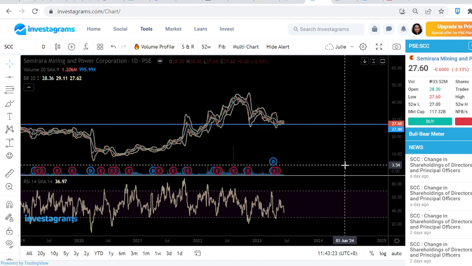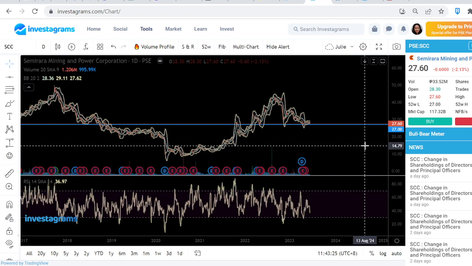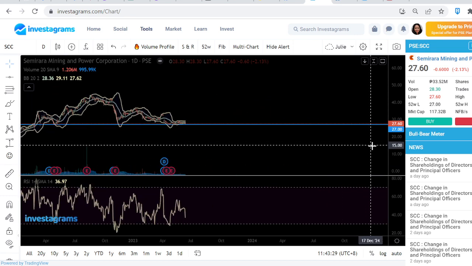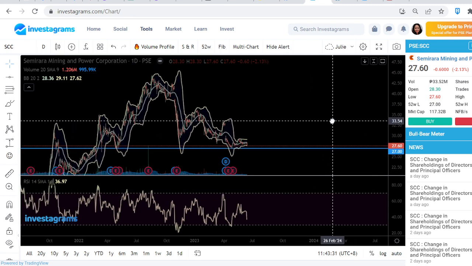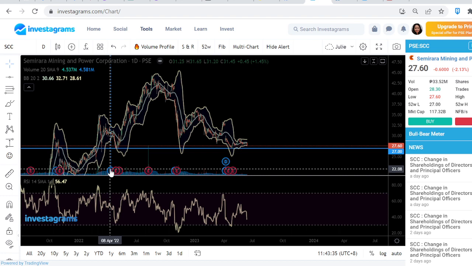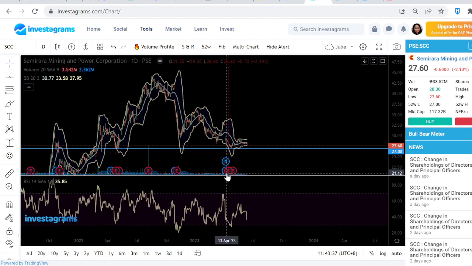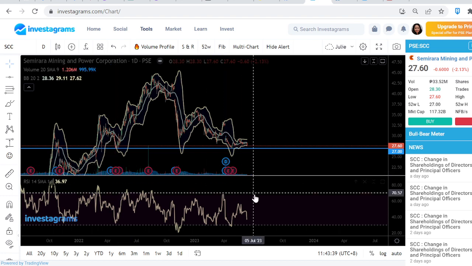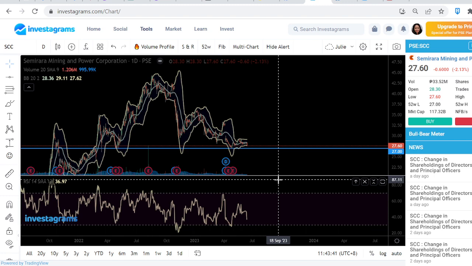Okay, so yun siya. So in other words, accumulate lang if you're okay with SCC. So I'm not promoting it per se, but I'm just relaying the facts na ito consistent na bibigay. Now if fundamentals is good for you and you believe in the company, then something to consider.